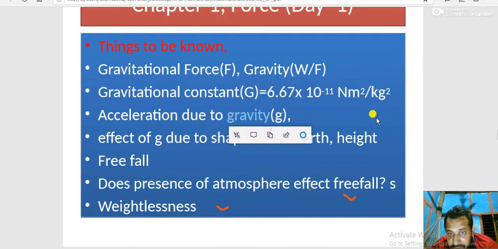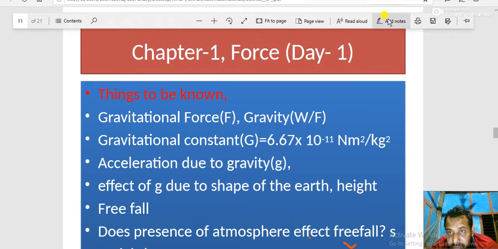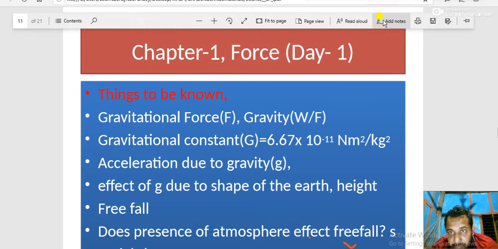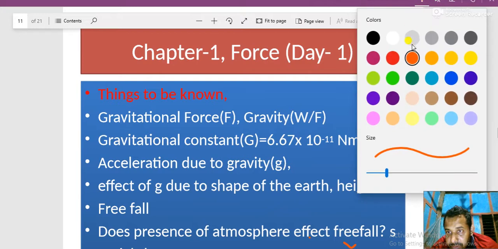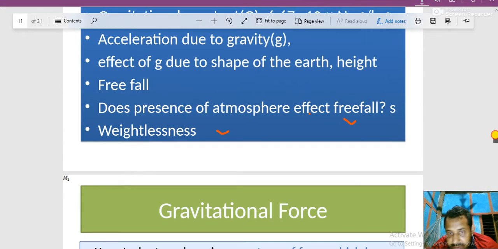And the gravitation constant value, you should memorize this. Wait, let me go up. Add note, I want to use this one. Let me get the pen. Okay, I got the pen. No, okay, I got it over here, but it's not green. Yeah, I got it now. I'm using the green one. See here.